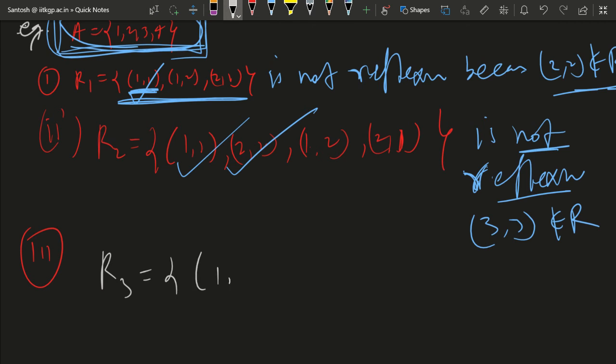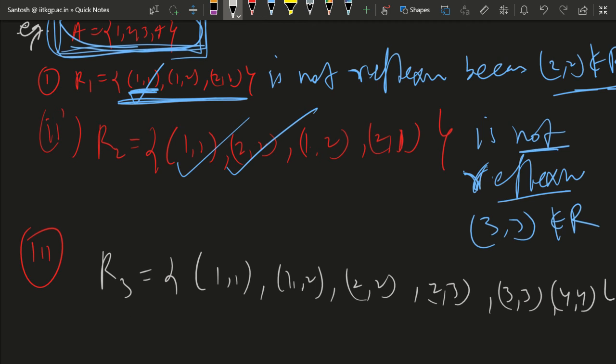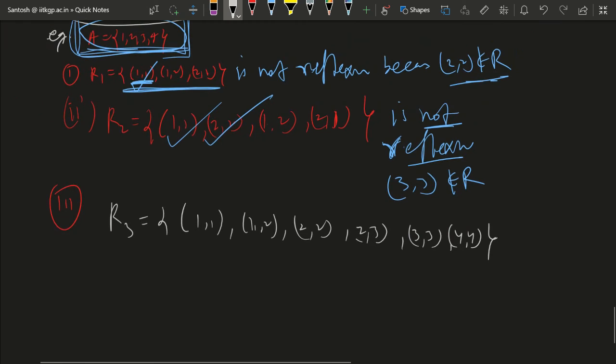Suppose R3 is (1,1), (1,2), (2,2), (2,3), (3,3), (4,4). So is it reflexive now?